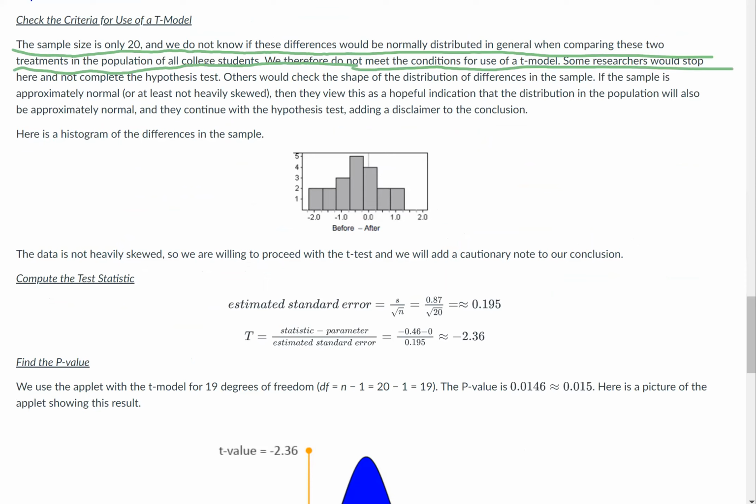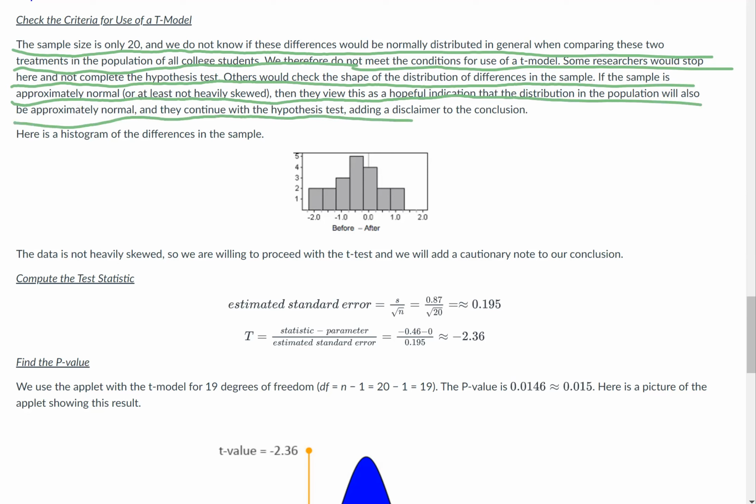Some researchers would stop here and not complete the hypothesis test. Others would check the shape of the distribution of differences in the sample. If the sample is approximately normal, or at least not heavily skewed right or left, then they view this as a hopeful indication that the distribution in the population will also be approximately normal. And they continue with the hypothesis test, adding a disclaimer to the conclusion.